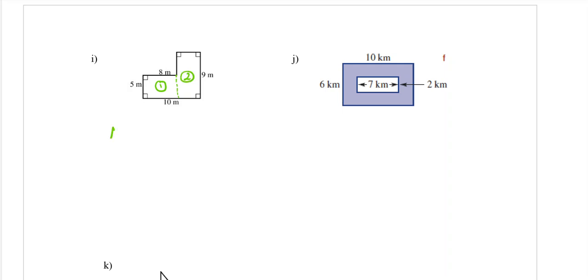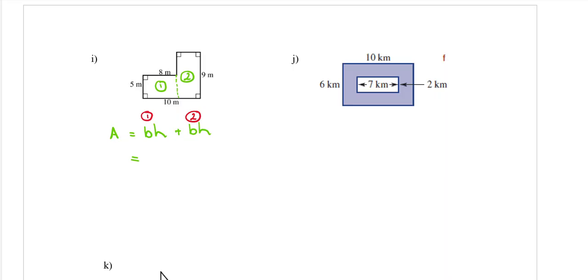The formula for a rectangle is A equals BH. Then I'm going to add to that another rectangle, which also has the formula BH. But this is going to be my first rectangle, and this one's going to be for my second rectangle. We're going to add those two things together to get the total area.